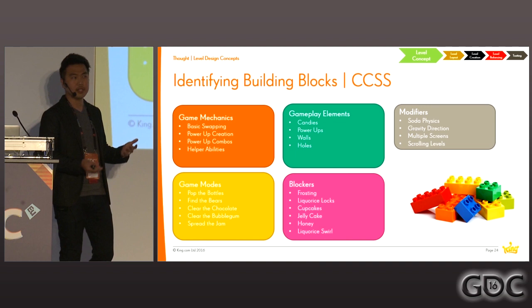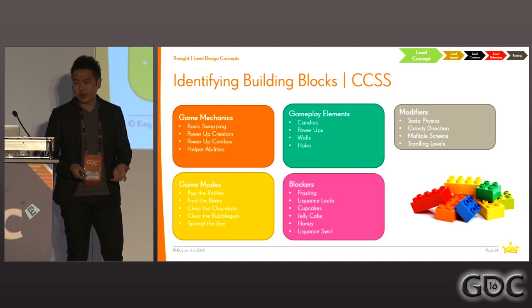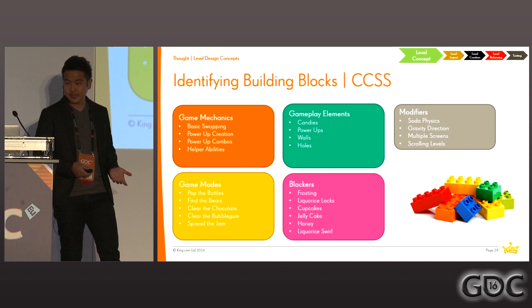The game modes, a lot of different game modes we have in Candy Crush Soda: pop the bottles, find the bears, clear the chocolate, clear the bubblegum, spread the jam. The gameplay elements, you have candies, you have the power-ups, you have the walls, you have the holes, things that you can use to build the board.